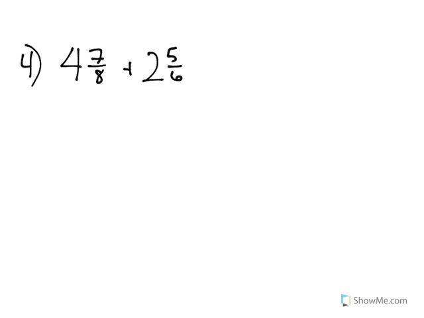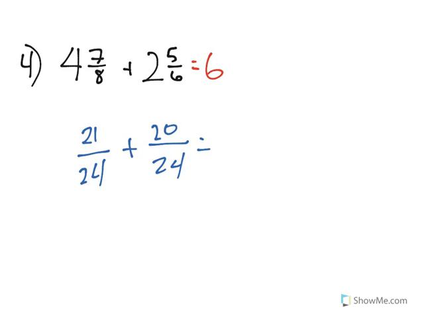All right, number 4, we have 4 and 7/8 plus 2 and 5/6. We will start out the same way. 4 plus 2 is 6. Now we'll talk about the least common denominator for 8 and 6, and that's 24. We have to multiply by 3 to go from 8 to 24, so we multiply the 7 by 3. We have to multiply the 6 by 4 to go from 6 to 24, so we have to multiply the 5 by 4 to get 20.